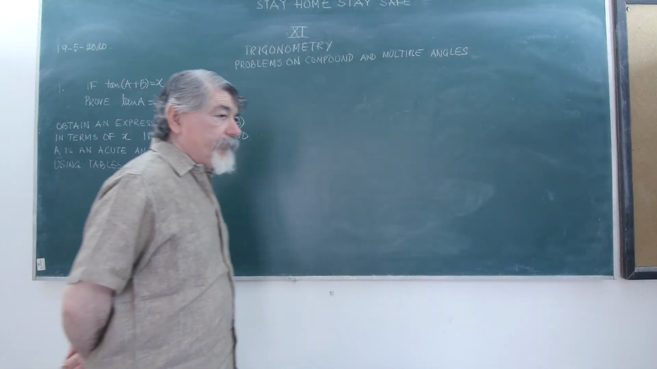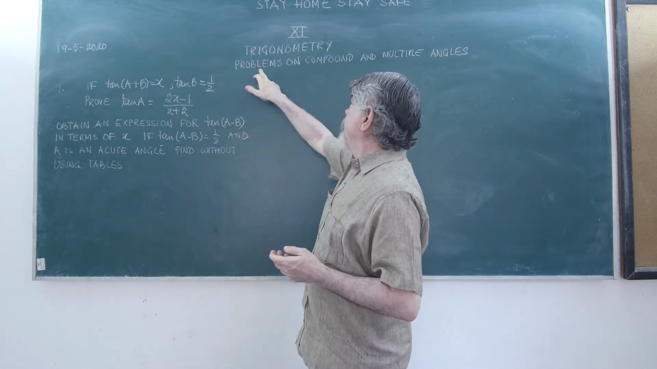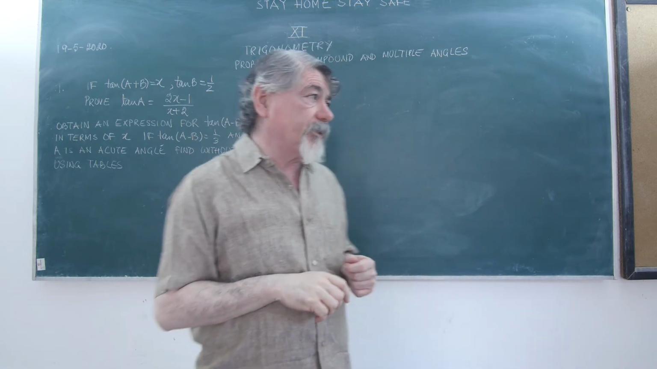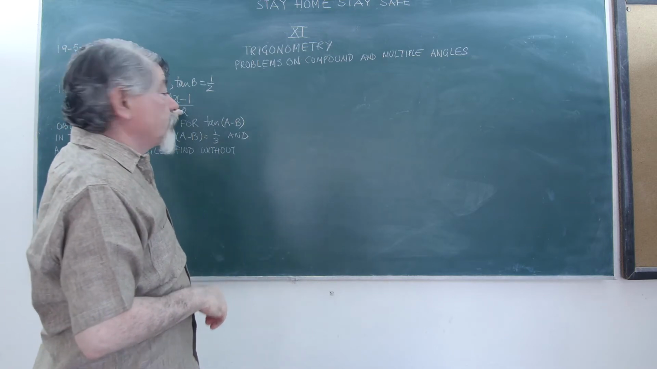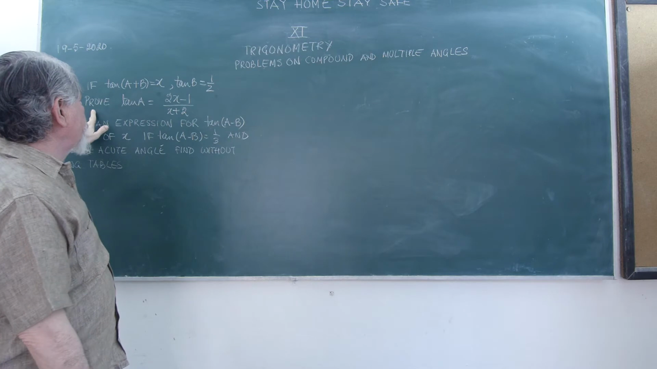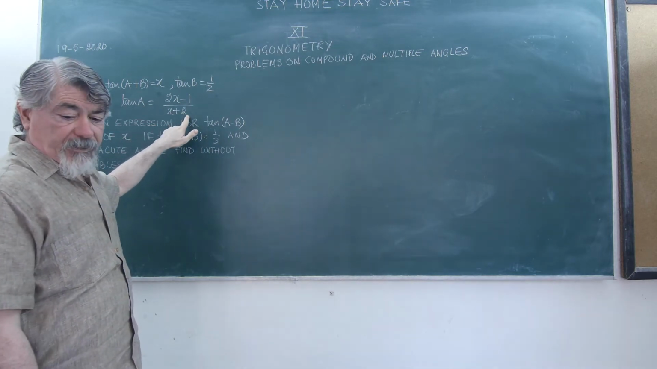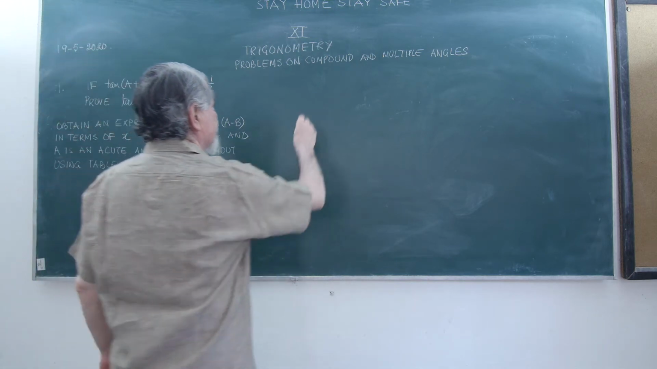Good morning, class 11th. We are still continuing doing problems on compound and multiple angles as we were doing yesterday. The question is, if tan(a plus b) is equal to x and tan b is equal to half, prove that tan a is equal to (2x minus 1) upon (x plus 2).